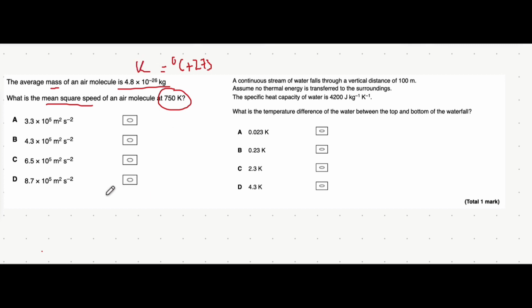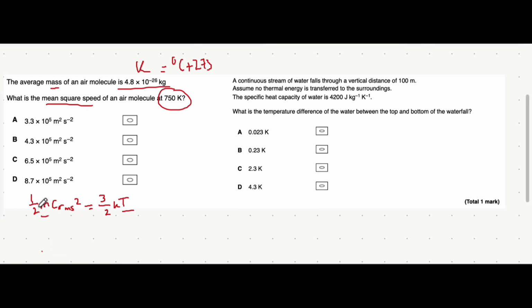So what we use here is the equation for average kinetic energy. We know that the average kinetic energy is a half times mass times root mean square speed squared. And we also know that it's equal to 3/2 times Boltzmann constant, which is given to you in an exam, multiplied by temperature in Kelvin. Because we know the mass and the temperature, and we also know Boltzmann constant, we can just rearrange this equation to make mean square speed the subject of the formula.